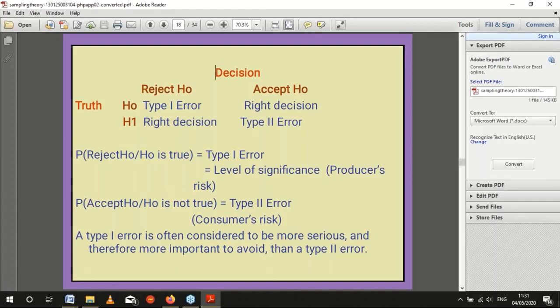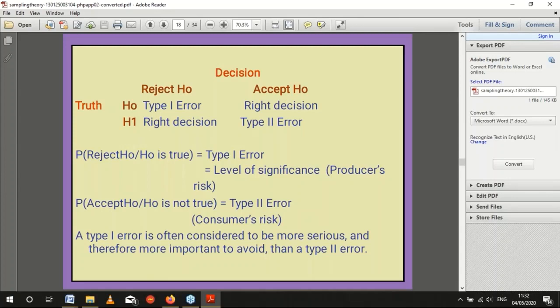You can see some little explanation on my screen where I said P of reject H0 given H0 is true equals type 1 error, which gives us the level of significance. These give us risk. And also P of accept H0 given H0 is not true is type 2 error. This is consumer risk. The first one is producer's risk. They are rejecting what is true. And the second one, the type II error, is consumer's risk, because they are accepting what is not true.